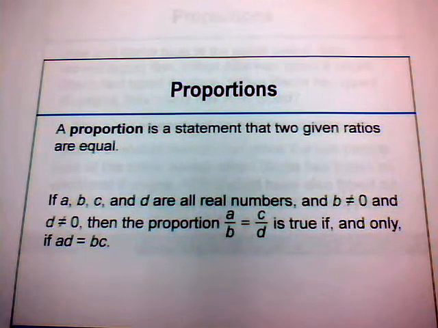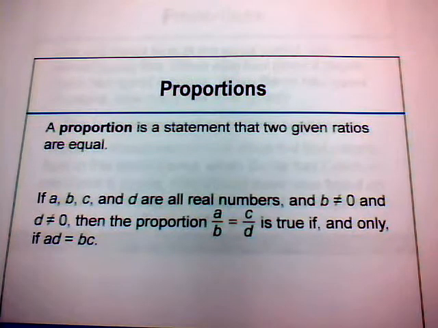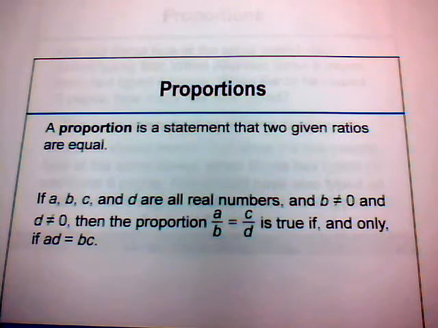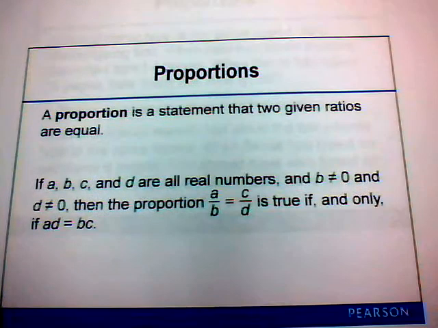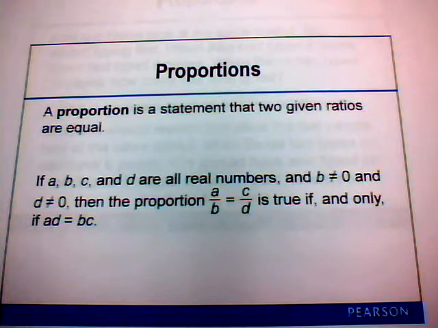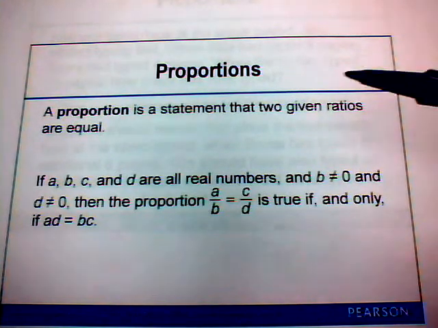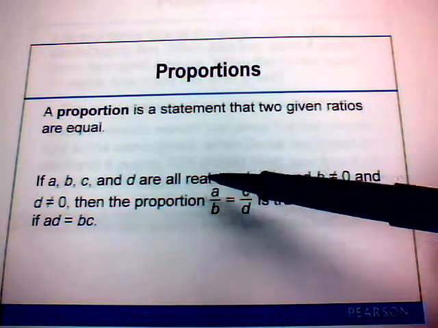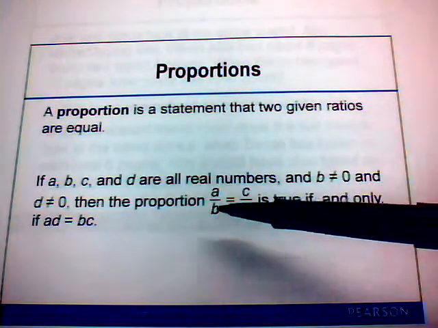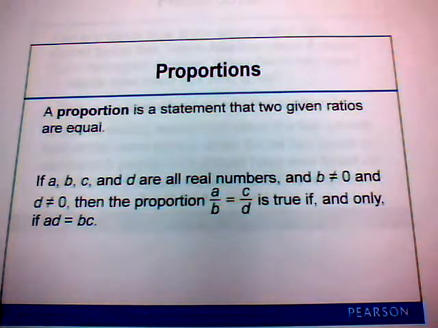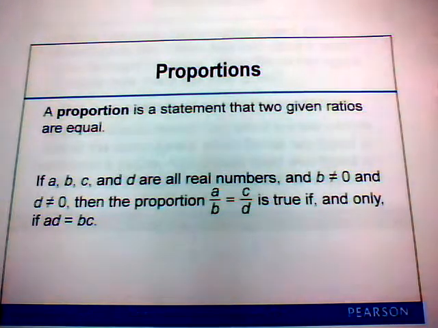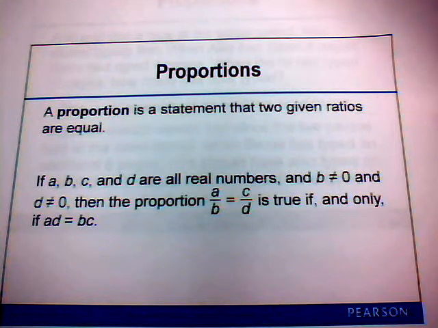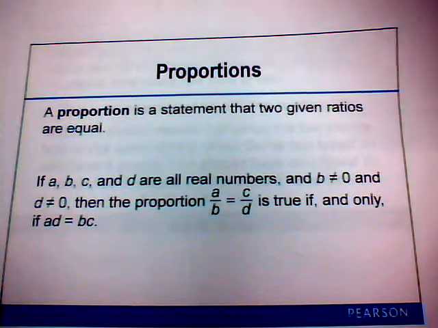Okay, next we'll look at proportions. A proportion is a statement that two given ratios are equal. In this case, if A, B, C, and D are all real numbers and B is not equal to 0, D is not equal to 0, then the proportion A over B is equal to C over D would be true if and only if the cross product of A and D is equal to the cross product of B and C. Okay. So here you would have a proportion if their cross products are equal to each other.